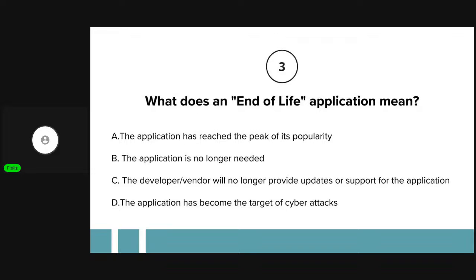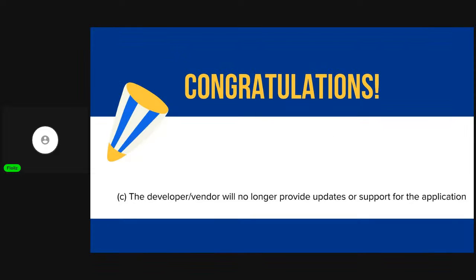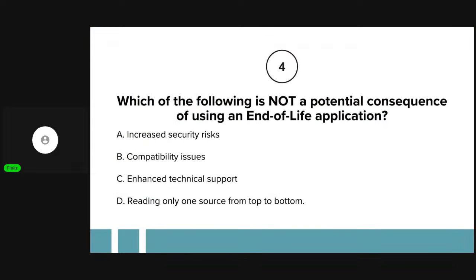So what does end of life application mean? Is it option A, B, C, or D? Okay, so is C, the developer or vendor will no longer provide updates or support for the application. So it's C that is most appropriate.